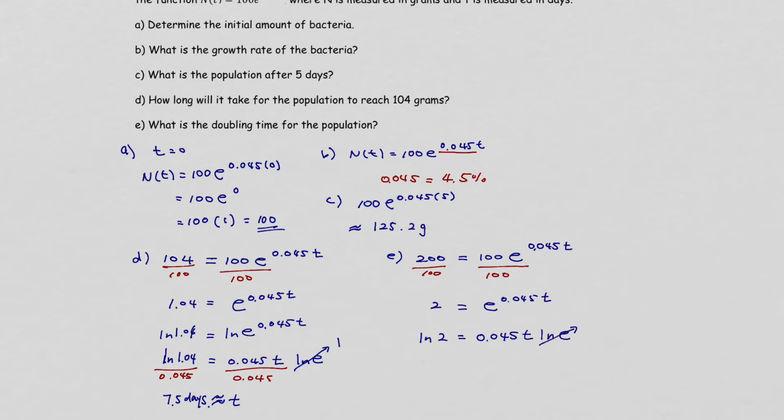And we know that ln e is going to be 1. So in order to solve for t, now we divide both sides by 0.045 again. So that will give you t equals the natural logarithm of 2 over 0.045. That will be 15.4 days.